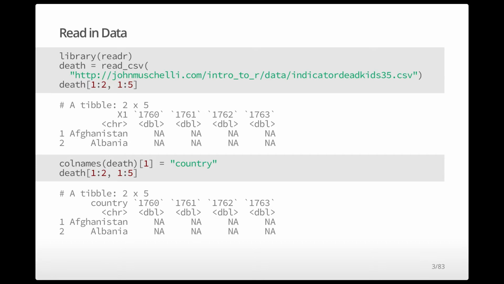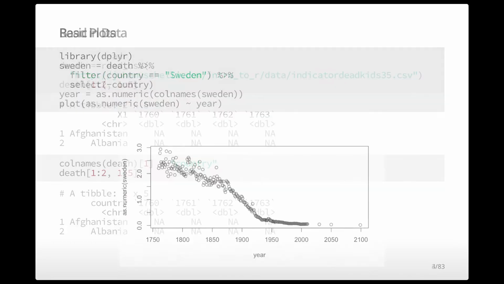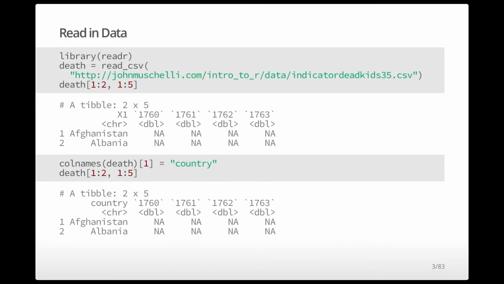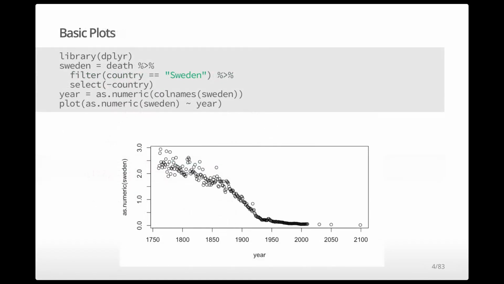The first column is the country. The other columns are for each separate year, the mortality for children. So we rename the first one to be country, and you see that we've reset it there. We're going to use dplyr to do some filtering. Let's say we only want to plot the data for Sweden. So again, we can take that death data, pipe it in here, get only the Swedish data, and remove the country column. Now it has only the data that we had before, 1760 all the way up to, I think, 2012.